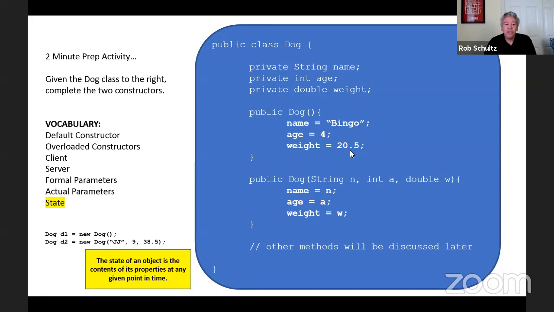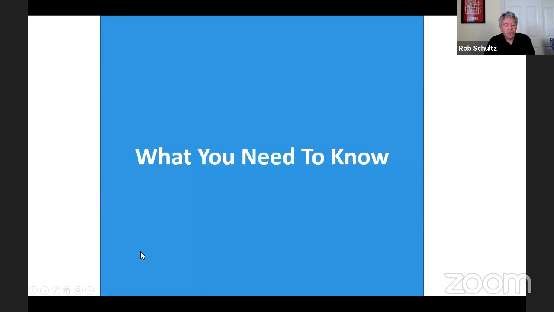And when we create a constructor, the idea of the constructor is to set the initial state of our object at the point that the object's instantiated. So when we refer to state, we're talking about the state of the object, and we're talking about the contents of its properties at any given point in time. Okay, so that's our vocabulary lesson for today. Let's move on to some new stuff.